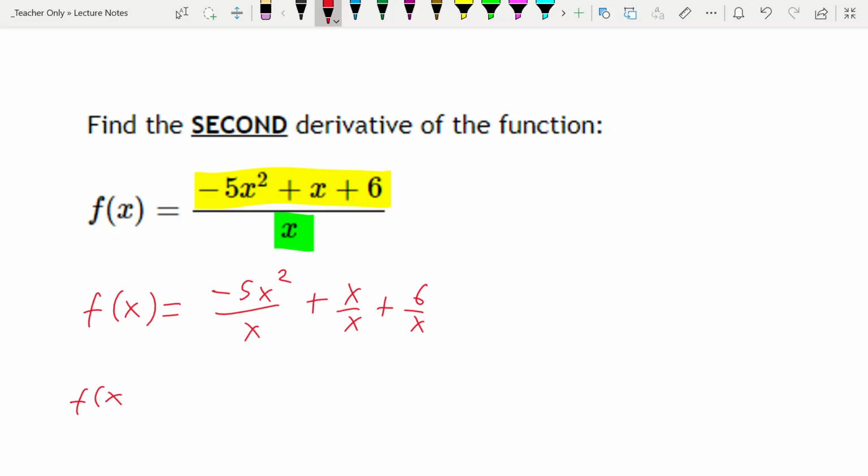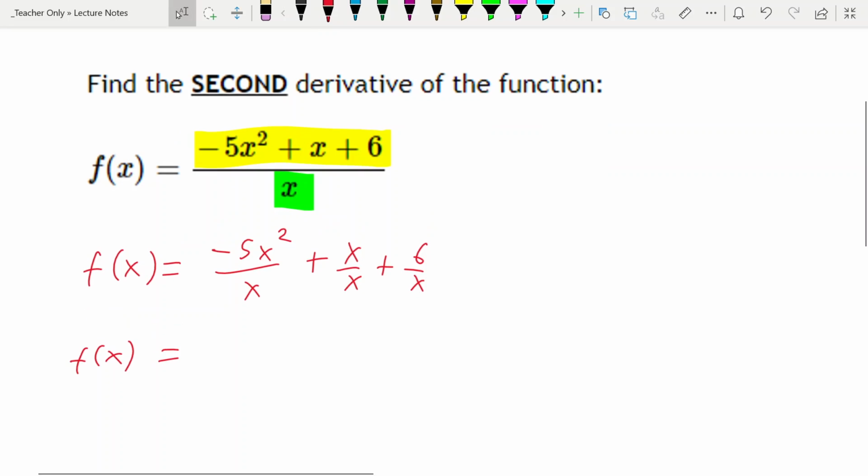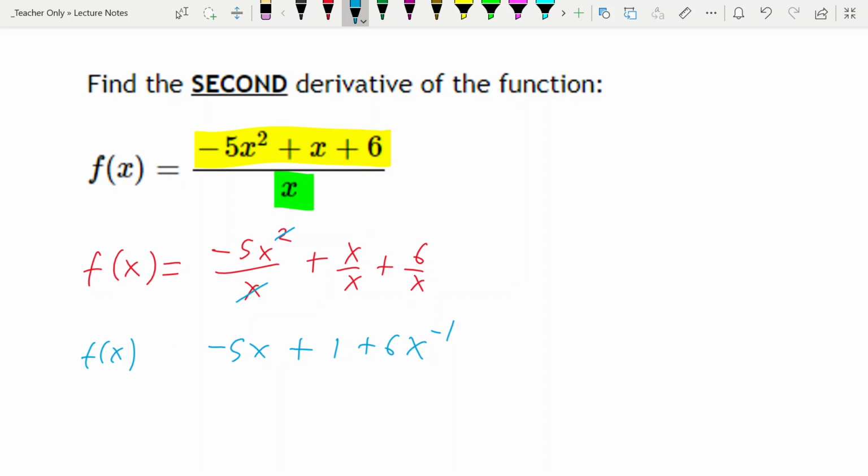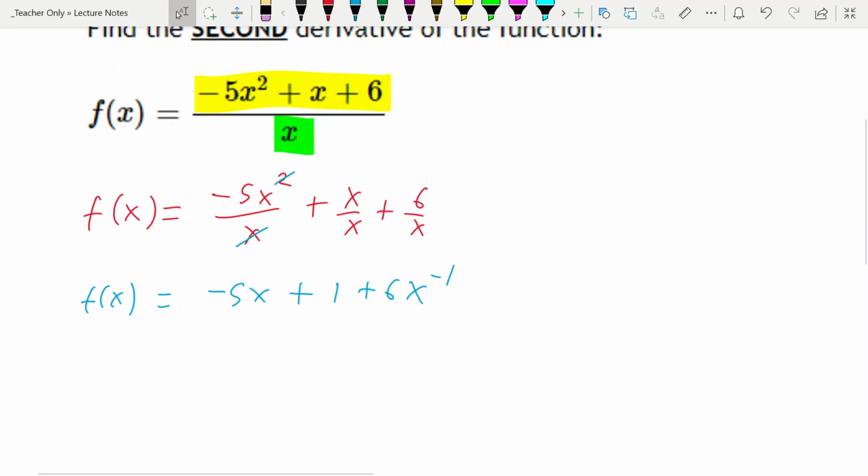Now we can simplify each fraction individually. So x squared divided by x results in negative 5x. x divided by x makes 1. And we can rewrite this for derivatives as 6x to the negative 1. This is going to bother me if it's not all in blue. Okay, much better. Now we can take the derivative. And the derivative in this form will be much simpler because it's all power rules. So the derivative of negative 5x is negative 5. Derivative of 1 is 0. Negative 1 for power rule makes negative 6 x to the negative 2.